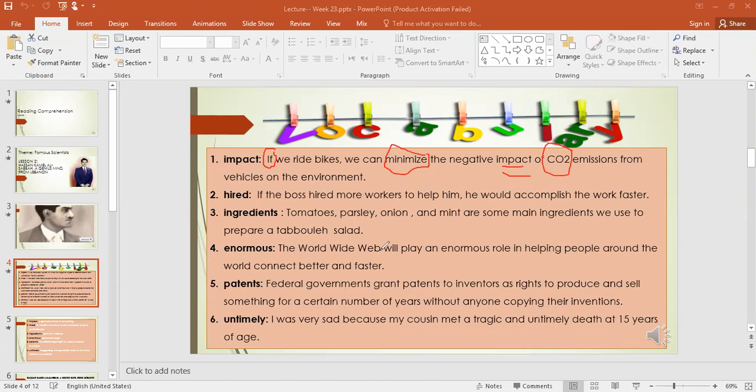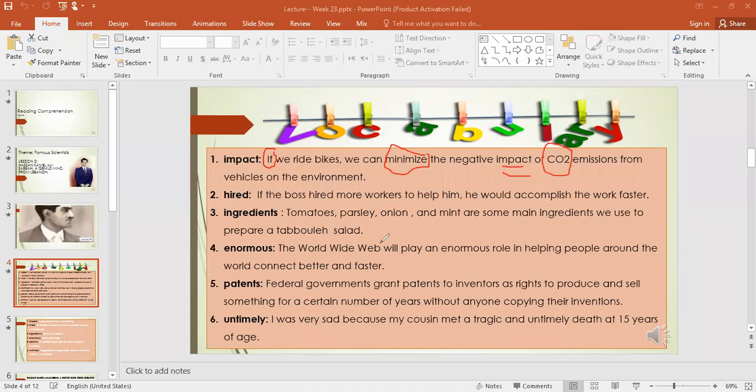So federal governments grant patents to inventors, they give them the right. So a patent is a right to sell your invention. You invented something and you have the right to benefit from this thing. Okay. The last sentence.